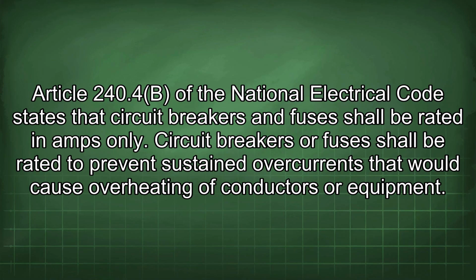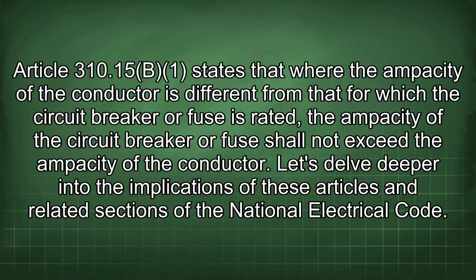Article 240.4b of the National Electrical Code states that circuit breakers and fuses shall be rated in amps only. Circuit breakers or fuses shall be rated to prevent sustained overcurrents that would cause overheating of conductors or equipment. Article 310.15b states that where the ampacity of the conductor is different from that for which the circuit breaker or fuse is rated, the ampacity of the circuit breaker or fuse shall not exceed the ampacity of the conductor.